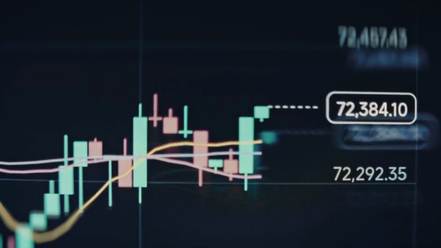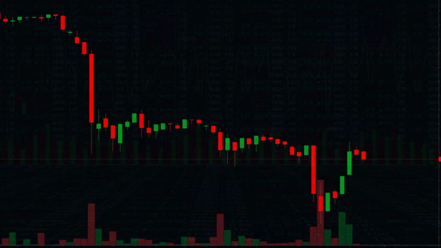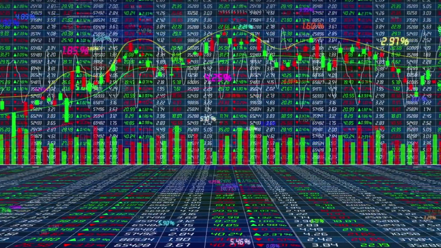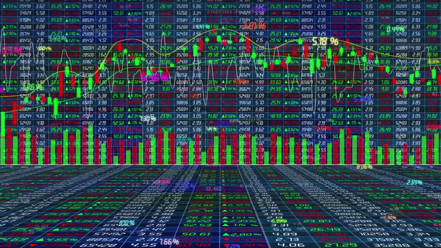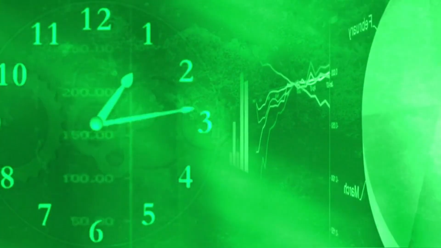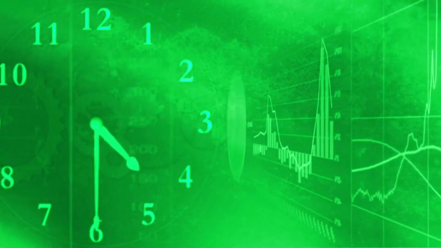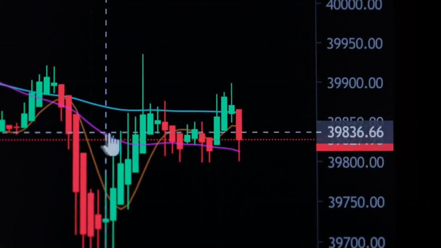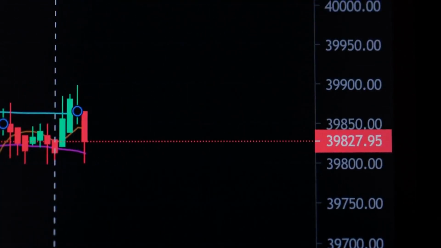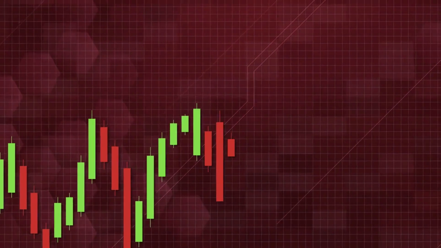Exchanges do not send candlesticks. TradingView builds them live. From millions of individual price ticks, TradingView calculates 4 values: open, high, low, and close. This happens separately for every time frame: 1 minute, 5 minutes, 1 hour, and 1 day. Same raw data, but different grouping creates different candles. Your chart isn't static, it's being rebuilt every second.